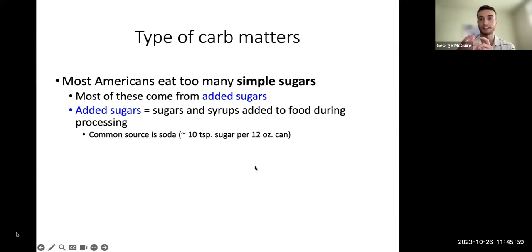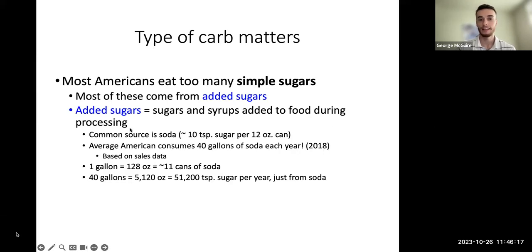So just think about a regular can, it's 12 ounces, there are 10 teaspoons of sugar in it. So a teaspoon is a small spoon, but think about setting down a cup of water and just scooping 10 spoonfuls of sugar into that cup of water. That is all in one single can of soda. And on average, Americans consume around 40 gallons of soda each year. This is based on sales data.